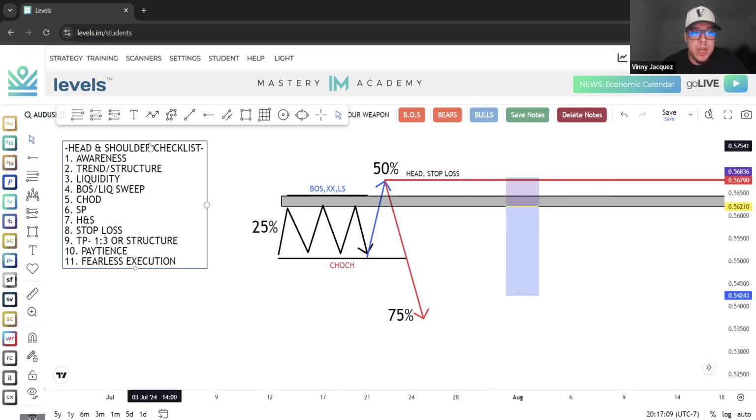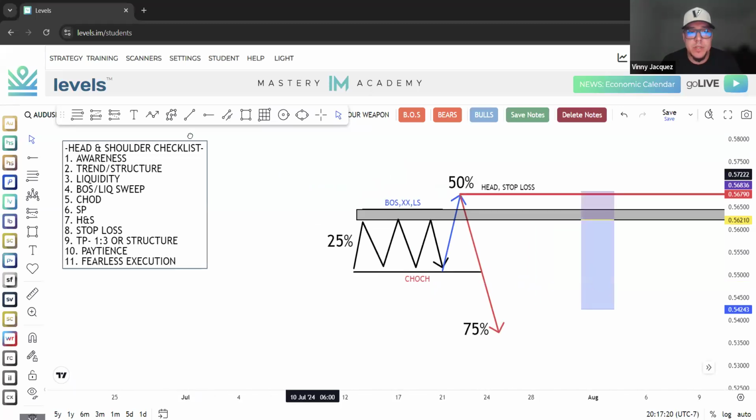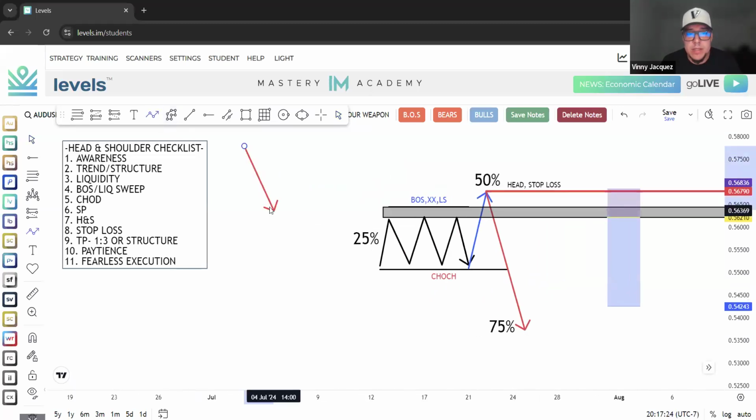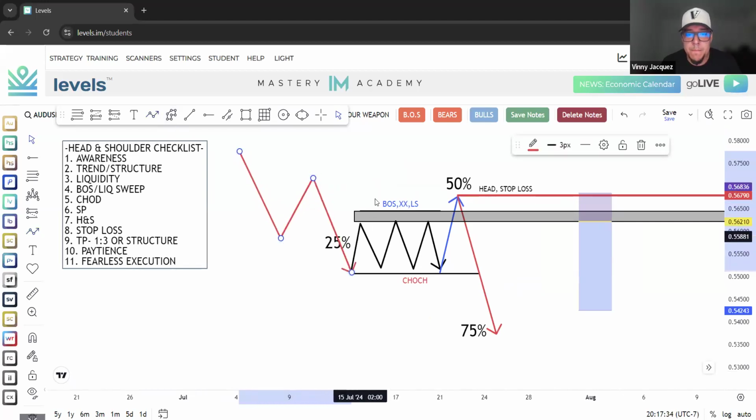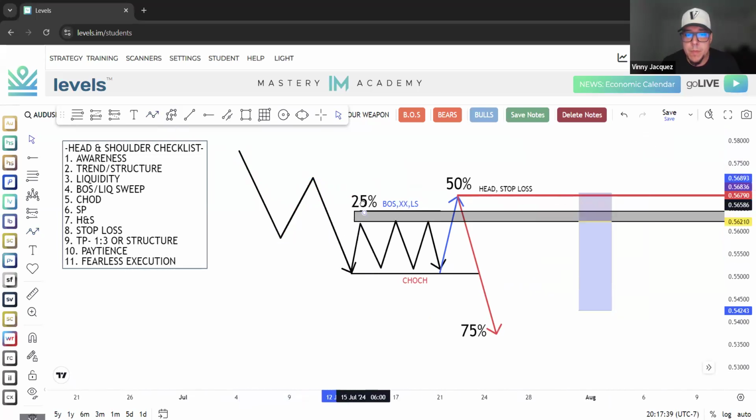So let's go ahead and cover the checklist again. Awareness. What are we looking to accomplish for the day? Are we looking for buys? Are we looking for sells? Two, trend. We already acknowledged that we are looking for sell opportunities because the market is in a downtrend right now at the moment. Boom. Awesome. The market is in a downtrend.